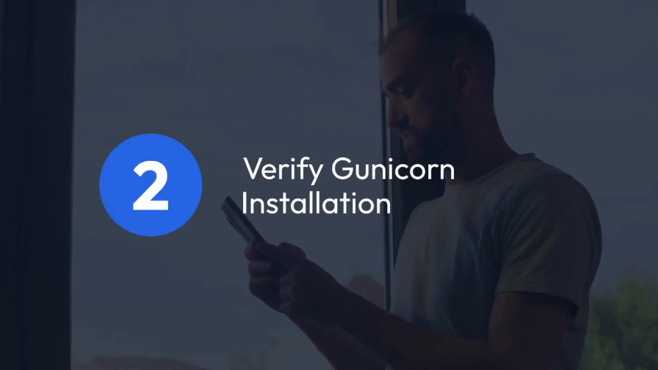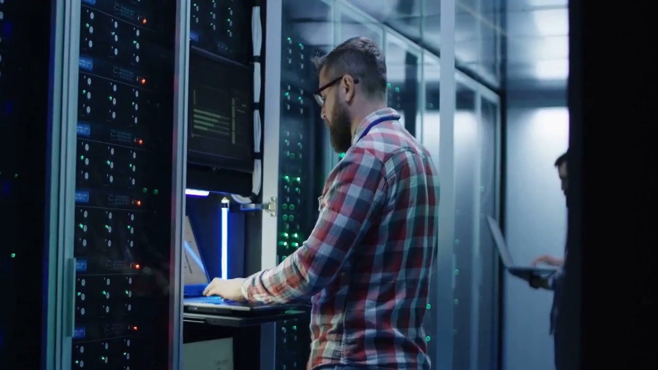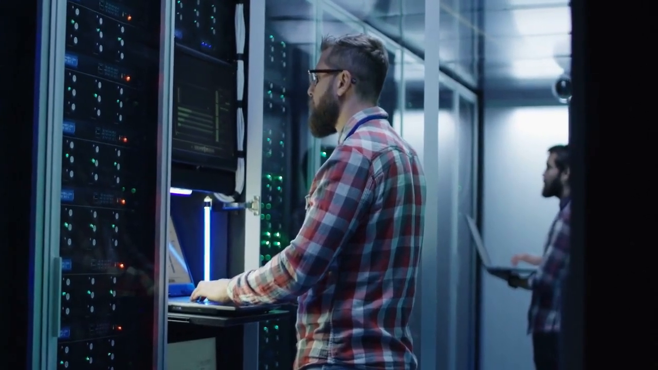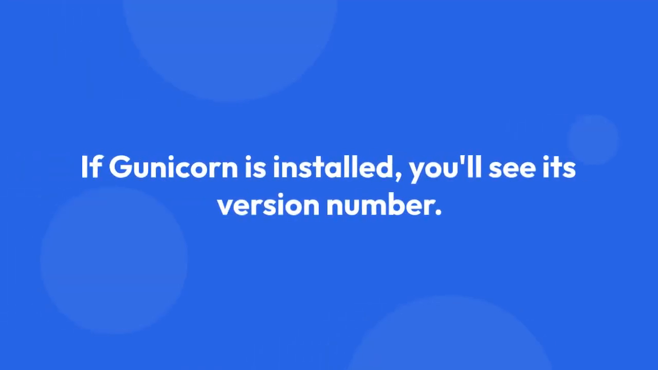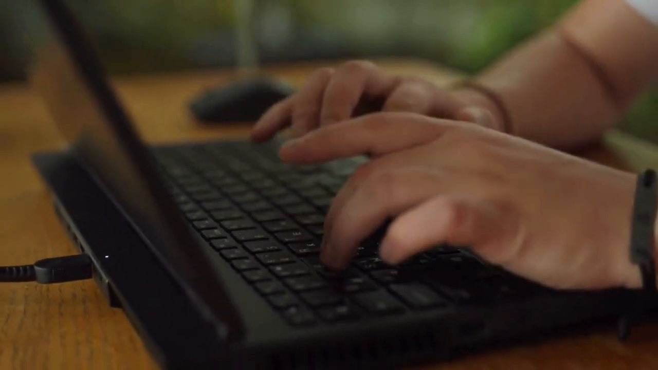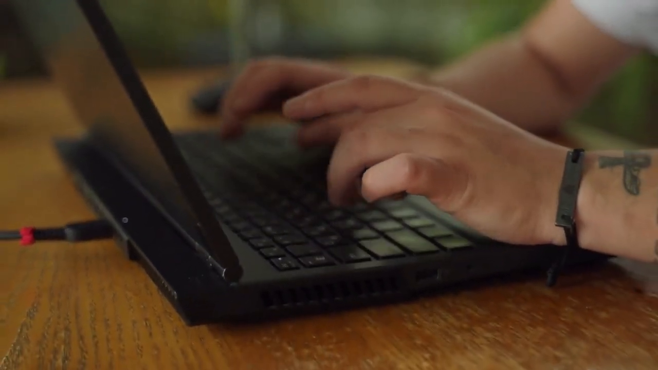2. Verify Gunicorn installation. The first step is to confirm that Gunicorn is actually installed. Open your server's terminal or SSH connection and try typing gunicorn --version. If Gunicorn is installed, you'll see its version number. If you get a "command not found" error again, it confirms that Gunicorn needs installation.